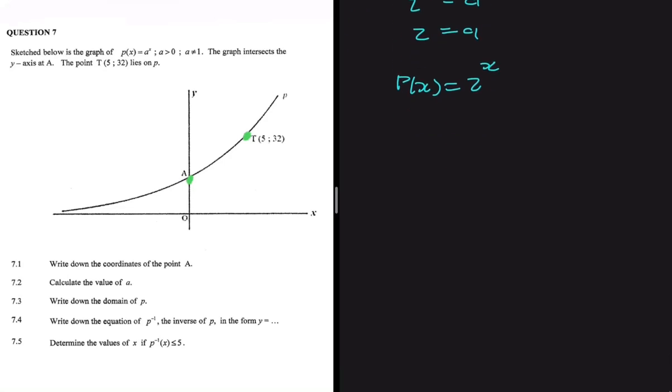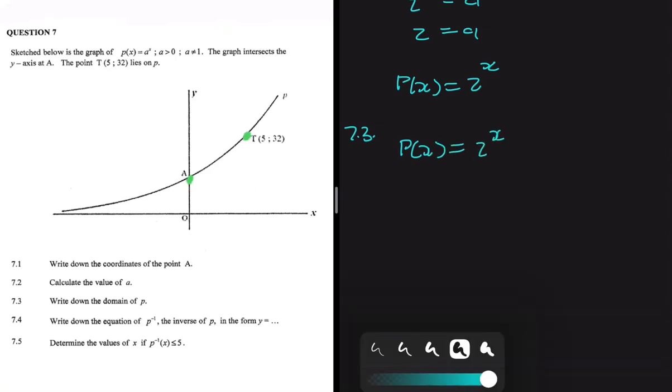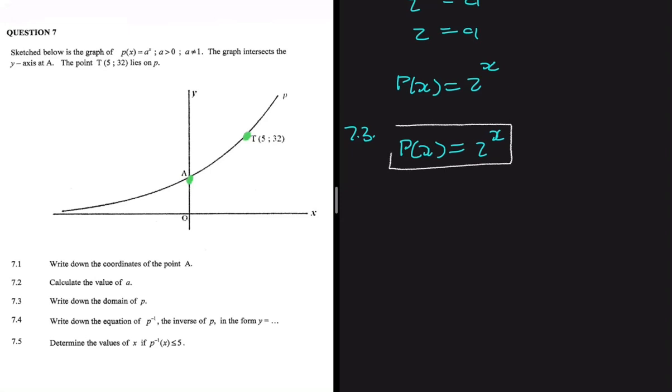Now let's move to 7.3. So 7.3 is saying let's write down the domain of p. So we know that p of x is equal to 2 to the power of x. So if you look at this equation here, you will realize that it is defined for all negative values of x, and it is also defined for all positive values of x. It's also defined at x equal to 0, right?